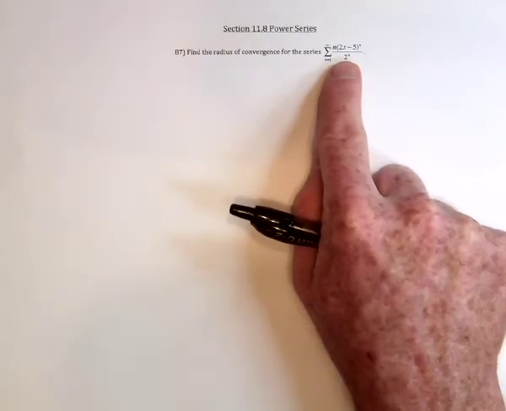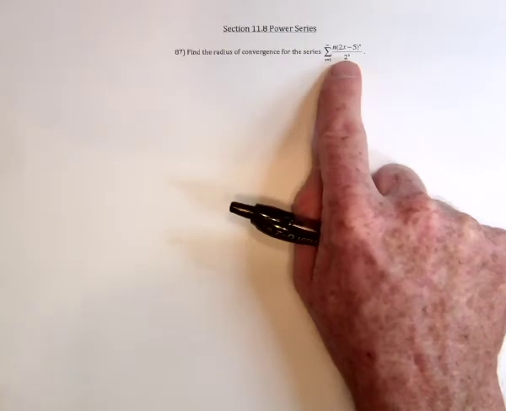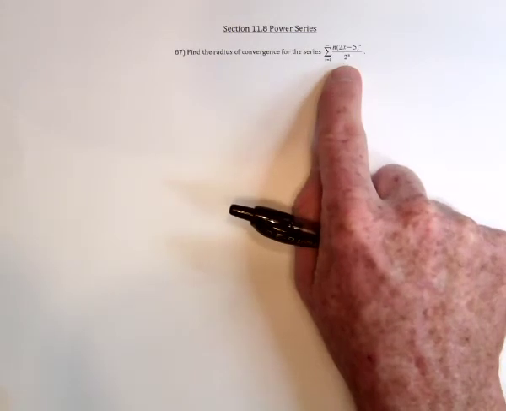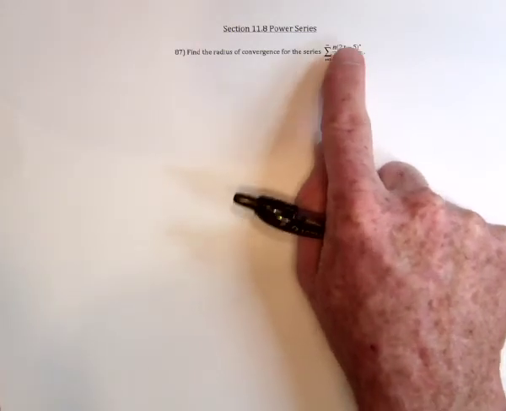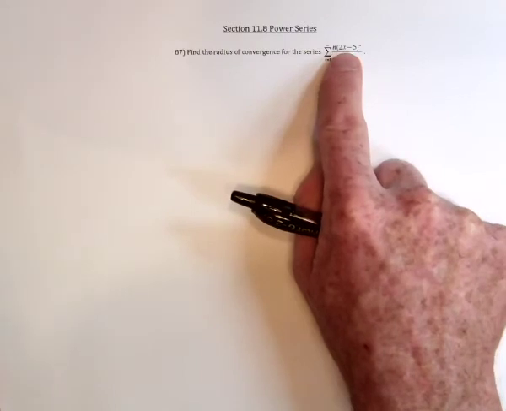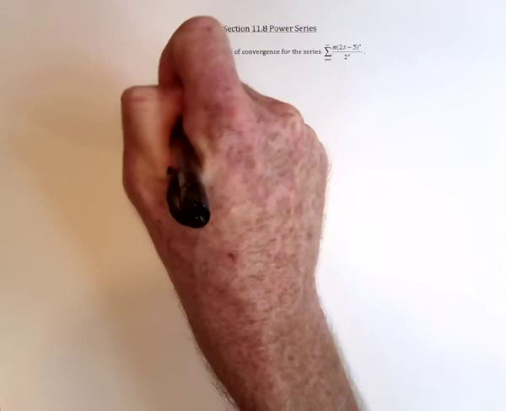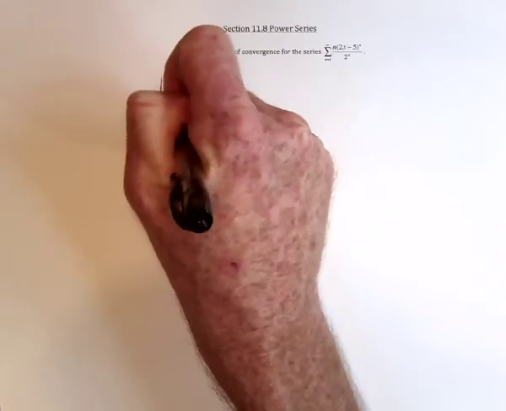Then I could say, well, what about if x equals 7? Is that going to work? Well, what we do is go ahead and do one of the series tests. For this one, I'm going to use the ratio test, and we're going to have the 2x minus 5 in there. So we need the limit as n goes to infinity.